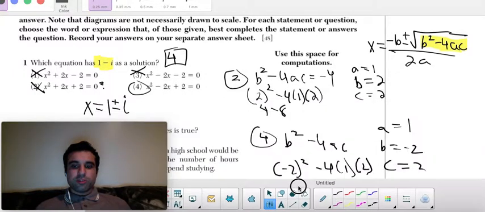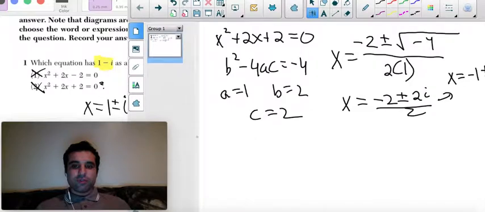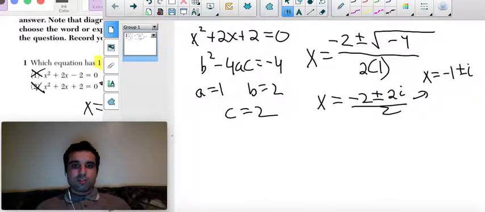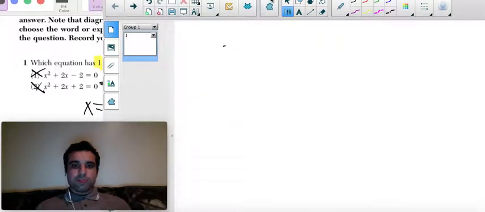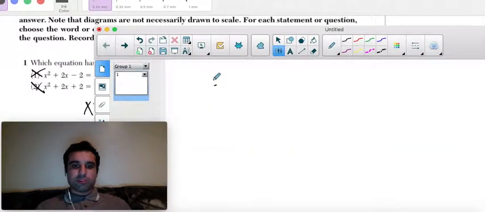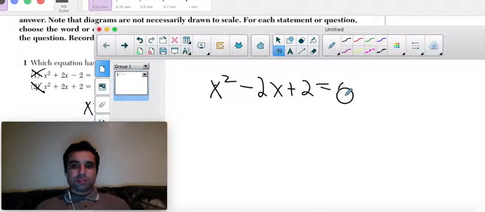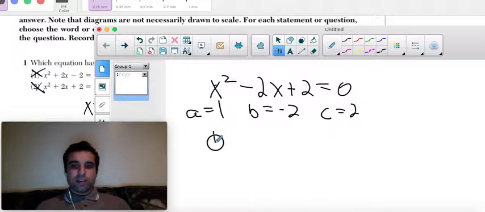So remember, the discriminant for choice 4 was also negative 4. So I'm going to clear this out. And we had x squared minus 2x plus 2 equals 0. So if I check it out, guys, remember a is 1, b is negative 2, c is positive 2, and we've calculated b squared minus 4ac to be negative 4.